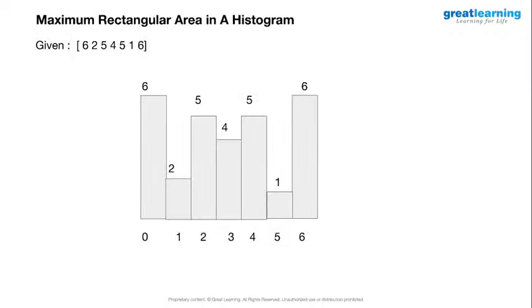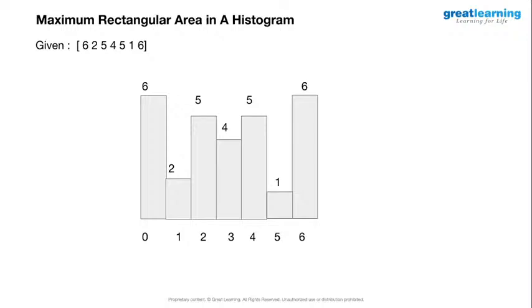Now if you observe the number 4, the height 4, we can expand it on the left side as well as on the right side, because the left neighbor is 5. So we can expand this 4 on the left side and on the right side as well. Now let's suppose we are talking about 2, on the left side of it.